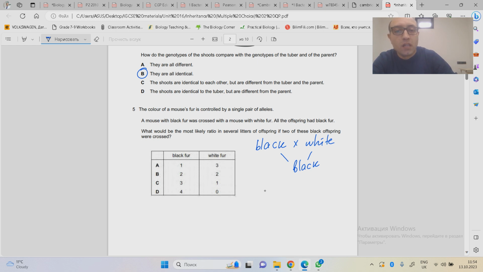So let's say I will use capital B for black, and white will be small b. And this black will be capital B, small b. All the offspring had black fur. It means that this is capital B also. What will be the most likely ratio in several litters of offspring if 2 of these black offspring were crossed? If you take 2 heterozygotes, as I said here, the ratio is 3 to 1. 3 black, 1 white fur.